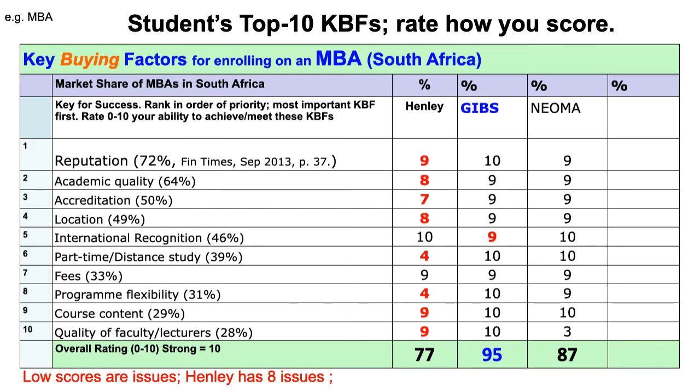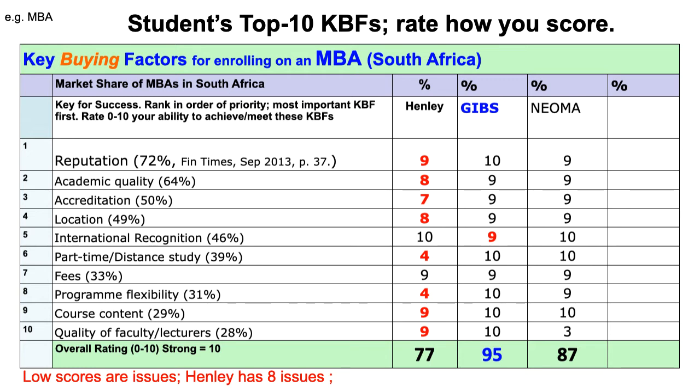And so here we can see that Henley versus the Gibbs MBA has got 8 issues. 8 scores are below the Gibbs scores, which means Henley has got a lot of homework to do to catch up. Now, where do we find these key buying factors? We normally do research. So here, the Financial Times asked customers, students of MBAs, what do you look for first? And they said reputation. Second, they look for academic quality. Third, they look at accreditation of the MBA. Fourth, the location of the campus, and so on.